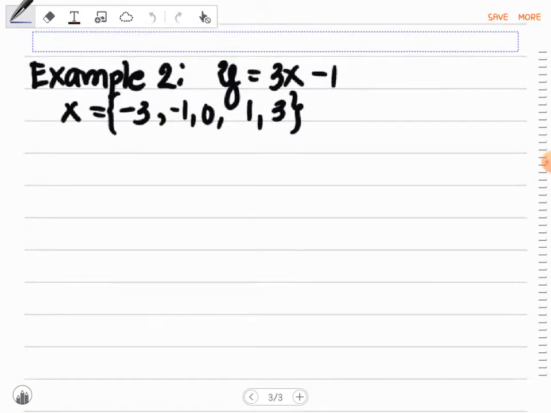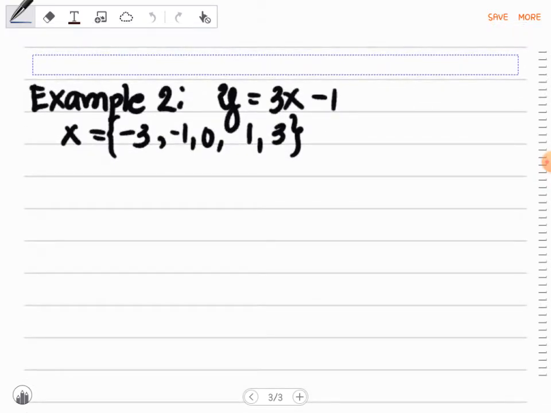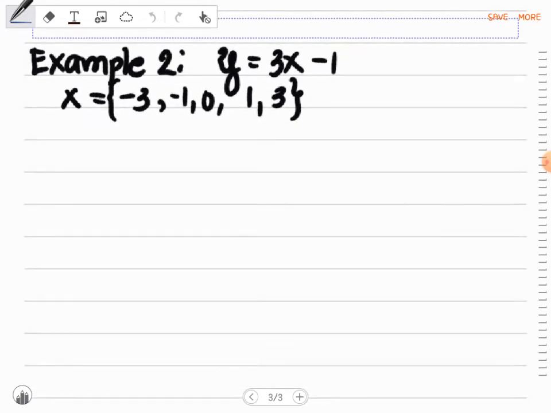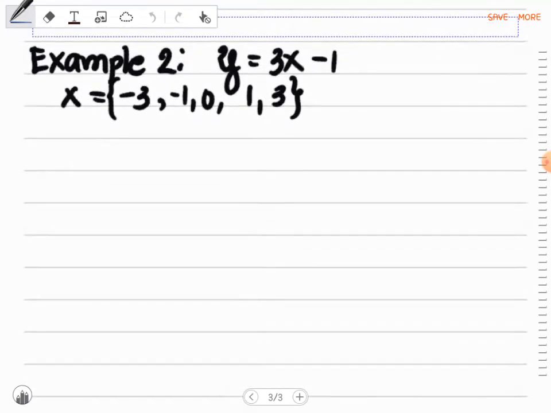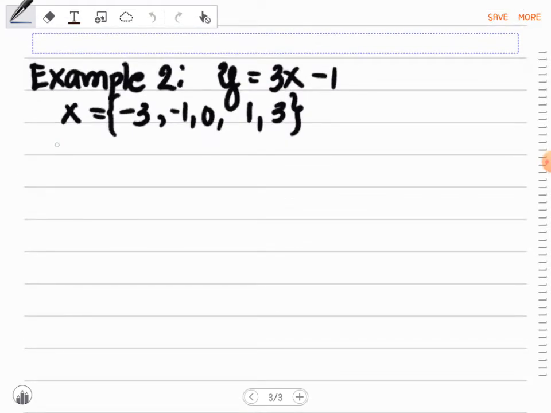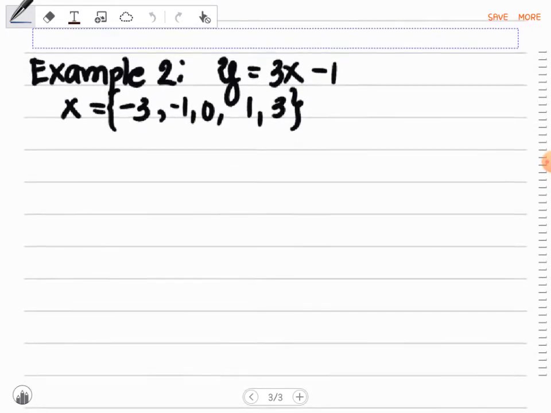So for this example, we have y equals 3x minus 1, such that the values of x are negative 3, negative 1, 0, 1, and 3. So we will do the same process here. So we will have the values of x as negative 3, negative 1, 0, 1, and 3. And for the y, which is 3x minus 1, we will have the values of y.